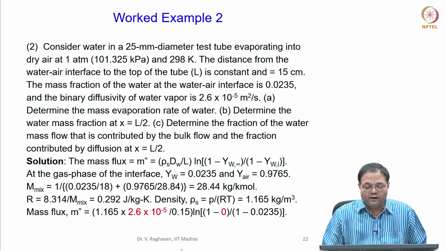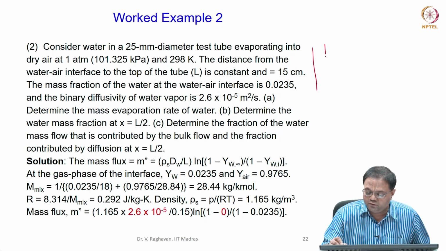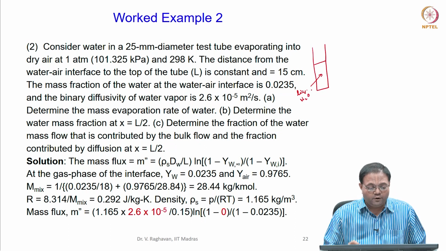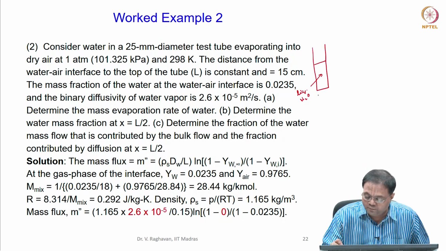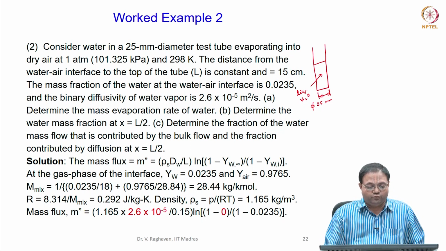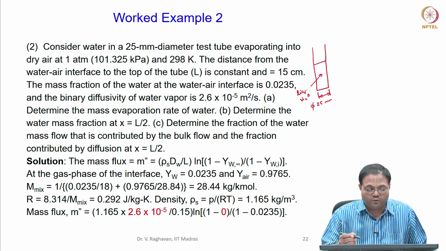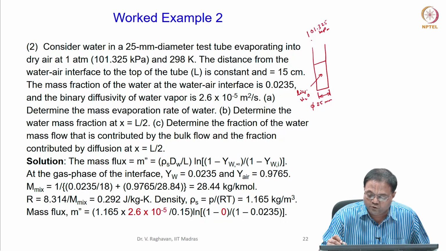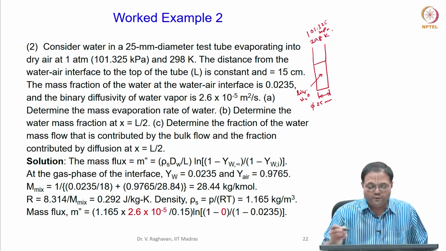Okay, next worked example: consider water in a 25 mm diameter test tube evaporating into dry air. So, you have liquid water with 25 mm diameter. So, the diameter of the test tube is 25 mm, and it is evaporating into atmospheric pressure of 101.325 kilopascals, and the temperature is 25 degrees, that is 298 Kelvin.